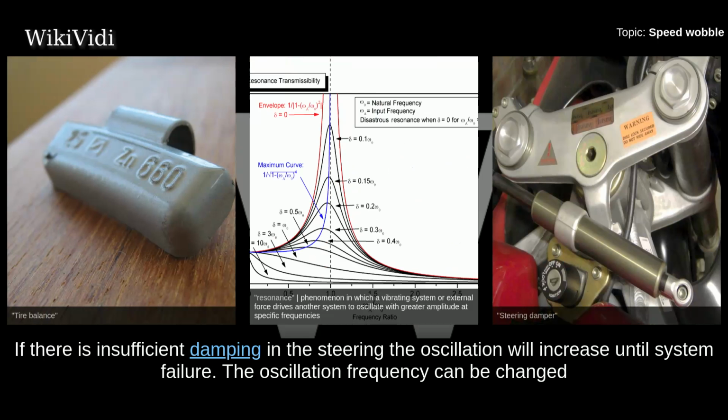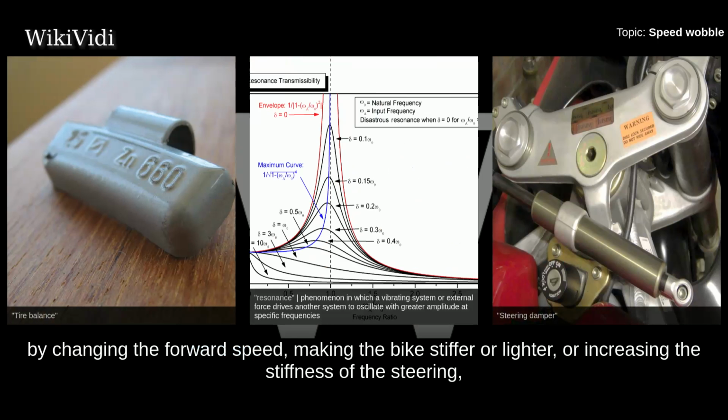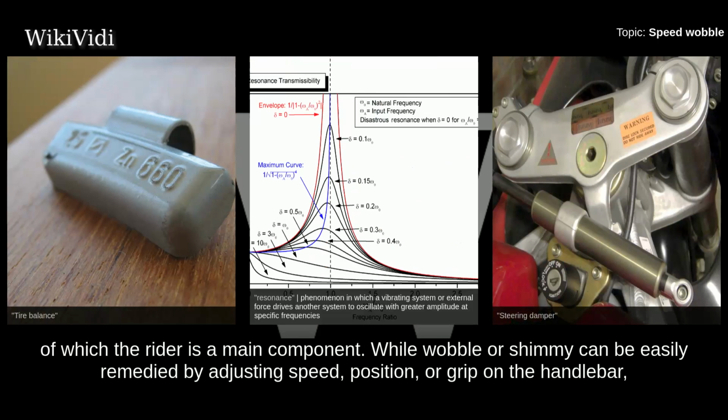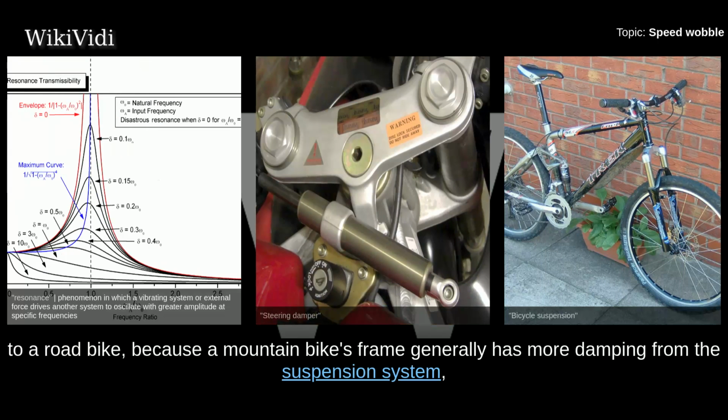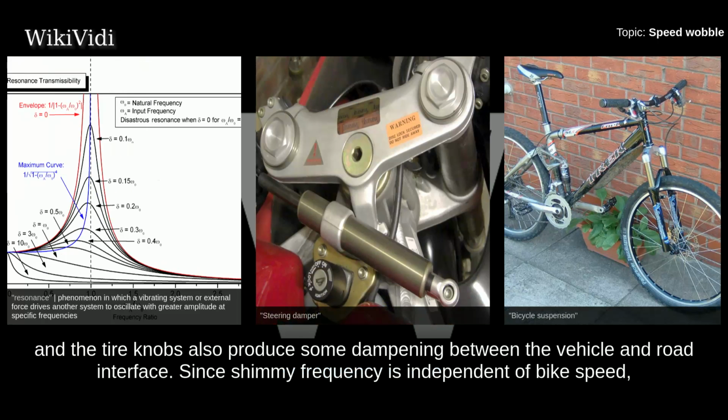The oscillation frequency can be changed by changing the forward speed, making the bike stiffer or lighter, or increasing the stiffness of the steering, of which the rider is a main component. While wobble or shimmy can be easily remedied by adjusting speed, position, or grip on the handlebar, it can be fatal if left uncontrolled. Other things being equal, speed wobble is generally less likely to occur in a mountain bike compared to a road bike, because a mountain bike's frame generally has more damping from the suspension system, and the tire knobs also produce some damping between the vehicle and road interface.